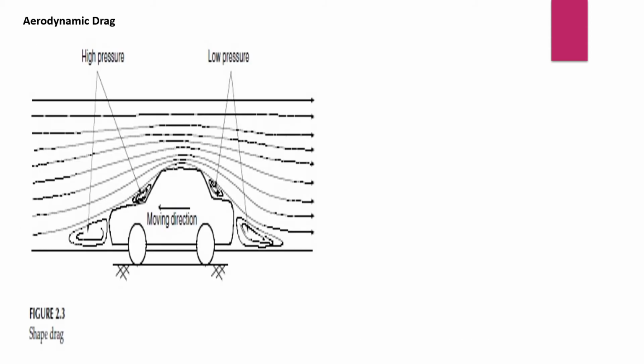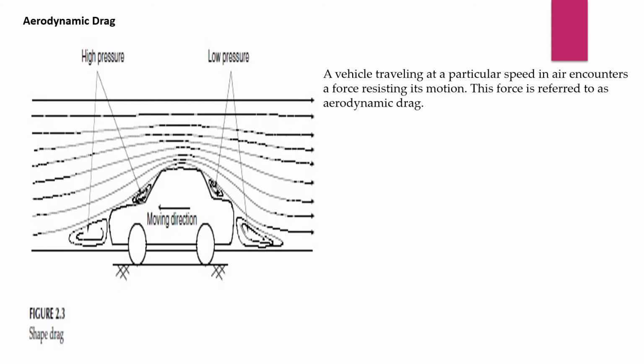Next, we will see aerodynamic drag. A vehicle traveling at a particular speed in air encounters a force resisting its motion. This force is referred to as aerodynamic drag. It mainly results from two components, shape drag and skin friction.